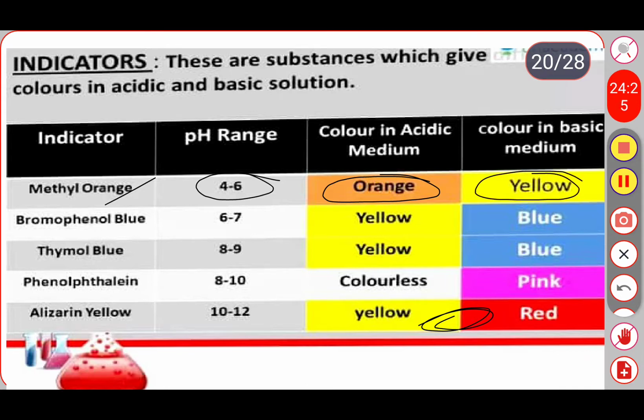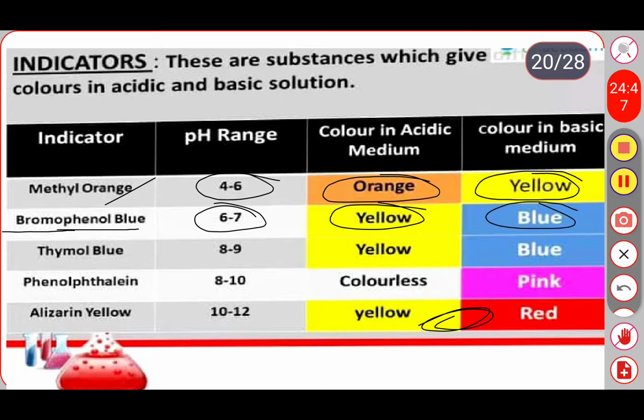And next one is bromophenol blue. The pH range of the bromophenol blue is 6 to 7. It changes the acidic solution to yellow color, and blue color in basic solution. It turns the whole solution blue.